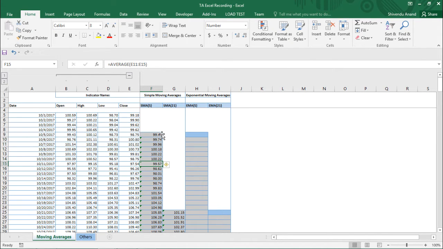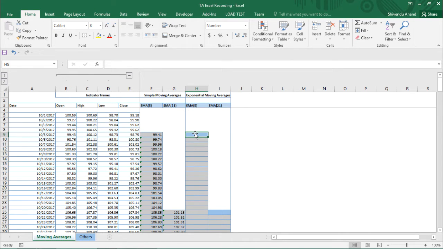In case you have not understood how to do it, you can re-watch this video from here and you will understand. We have used the average function for these 5 days, and we have used the autofill function by dragging and dropping this formula in the remaining cells, and we get the 5 days simple moving average.